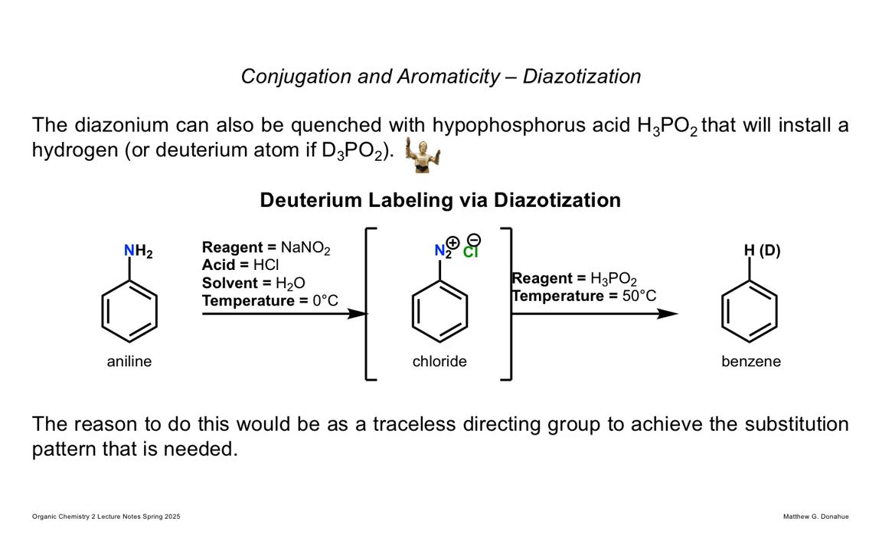I lied, there's one more. Maybe two, I don't remember the order here. So this slide is called deuterium labeling. Deuterium is the stable isotope of hydrogen. Hydrogen has an atomic mass of 1, deuterium is 2. You can get the deuterium atom using this reagent here, D3PO2. The regular version is called hypophosphorus acid. It has a weird looking structure where even though it says acid, the H or the D atom is behaving as a hydride, so H minus or D minus.